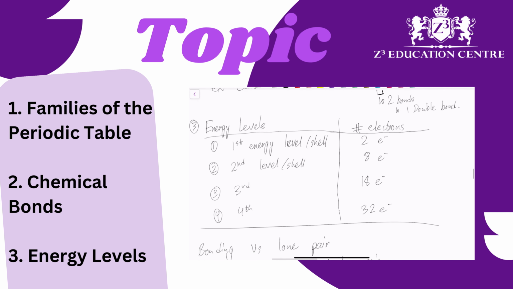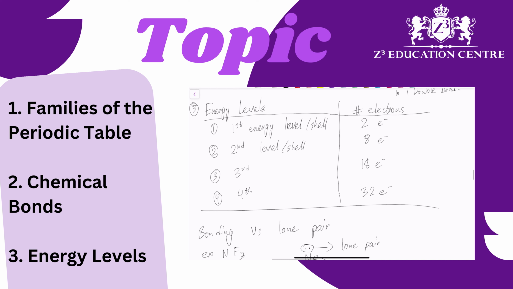Moving on, we have energy levels. So for energy levels, the first energy level or shell can hold up to 2 electrons. Now the key word here is up to, meaning that's a maximum. The second energy level or shell can hold up to 8 electrons. The third level or shell can hold up to 18 electrons. And the fourth final shell can hold up to 32 electrons.